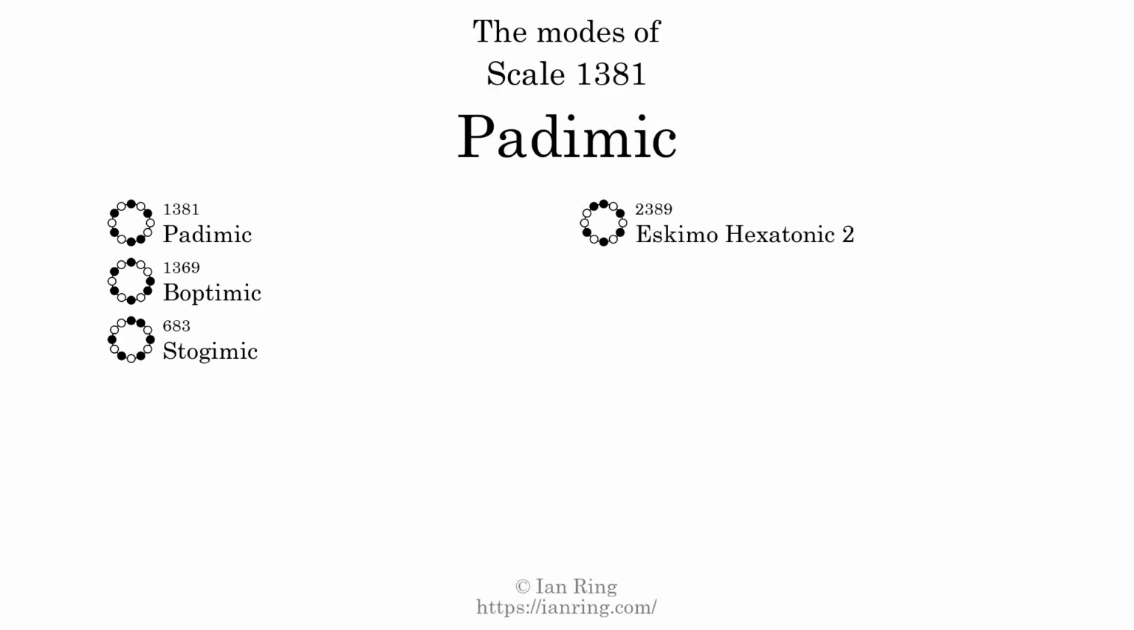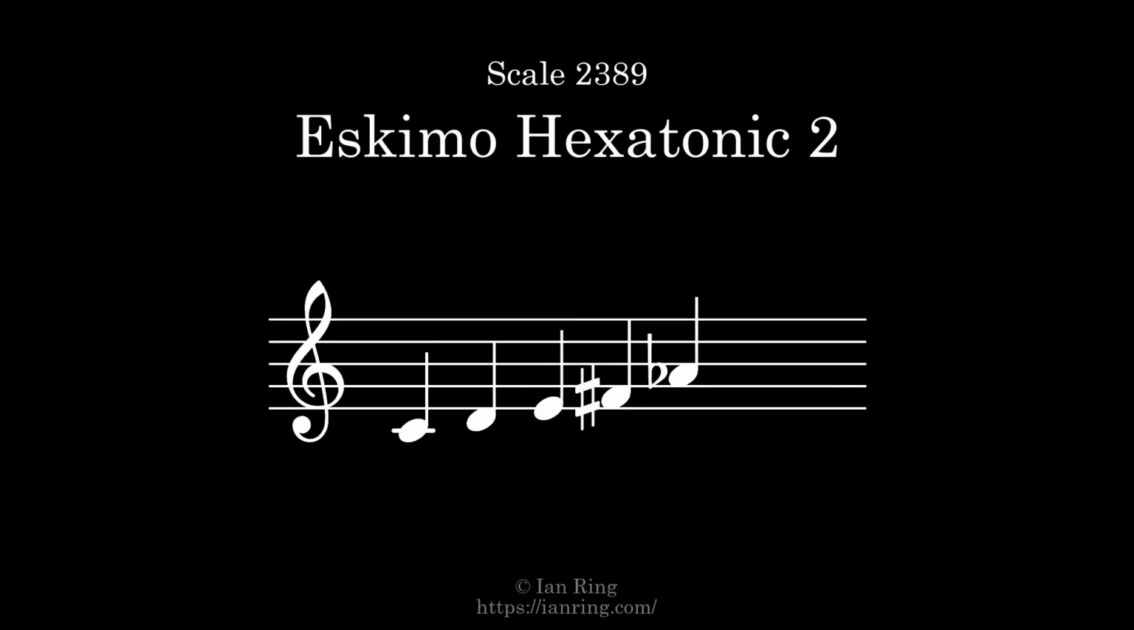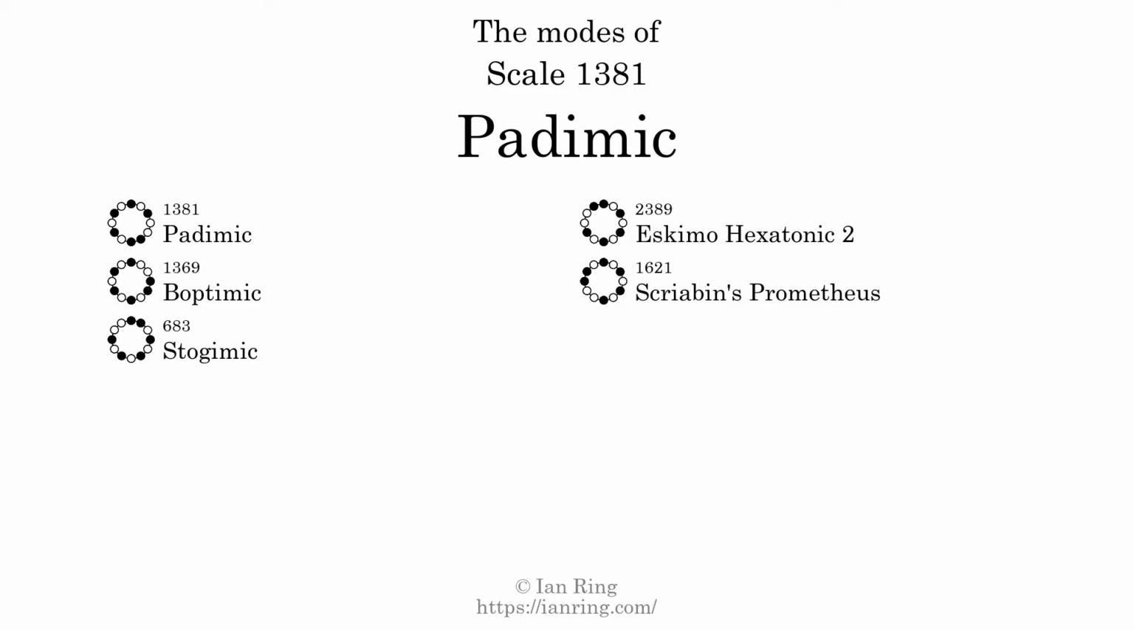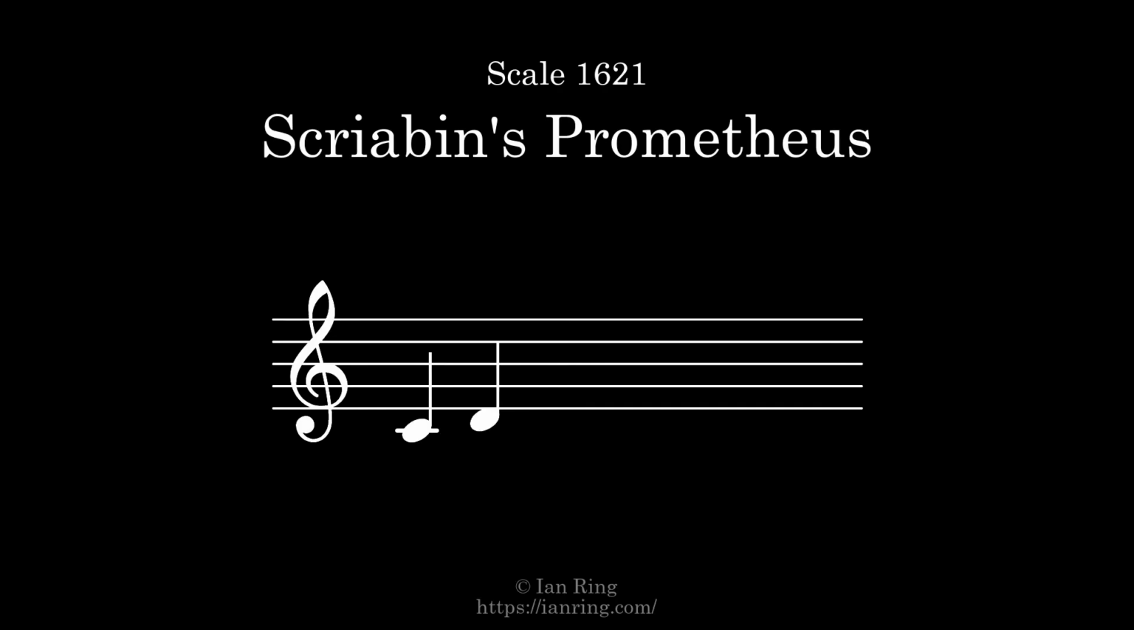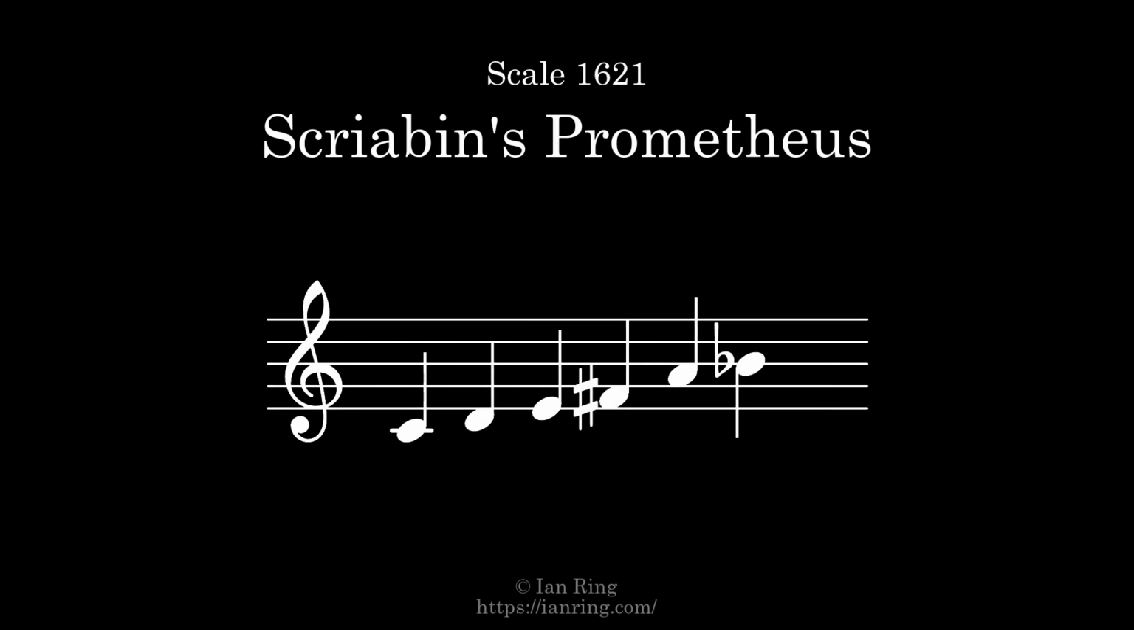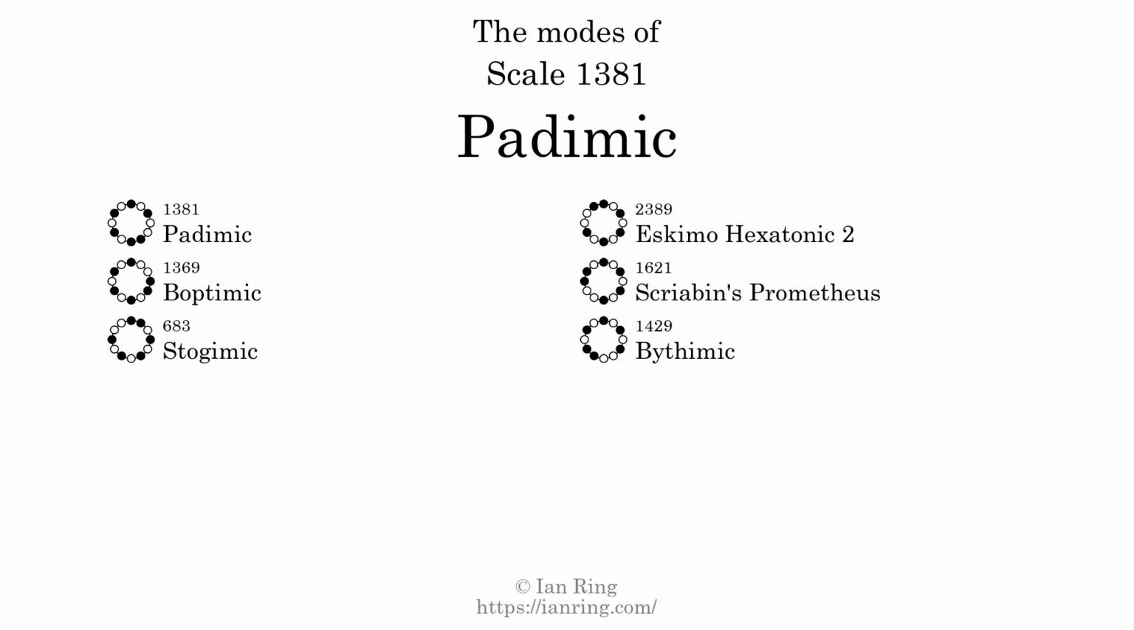The fourth mode is scale 2389, also known as Eskimo hexatonic 2. It sounds like this. The fifth mode is scale 1621, also known as Scriabin's Prometheus. It sounds like this. The sixth and last mode is scale 1429, also known as Padimic. It sounds like this.